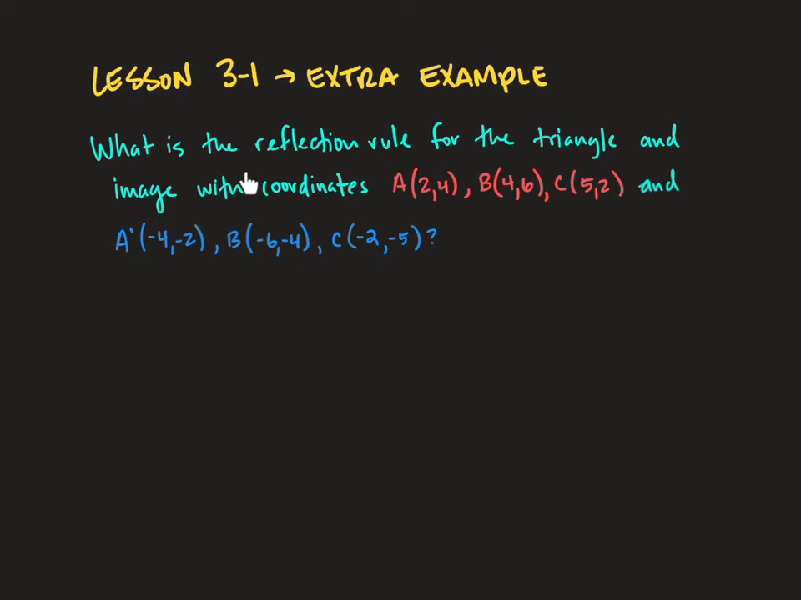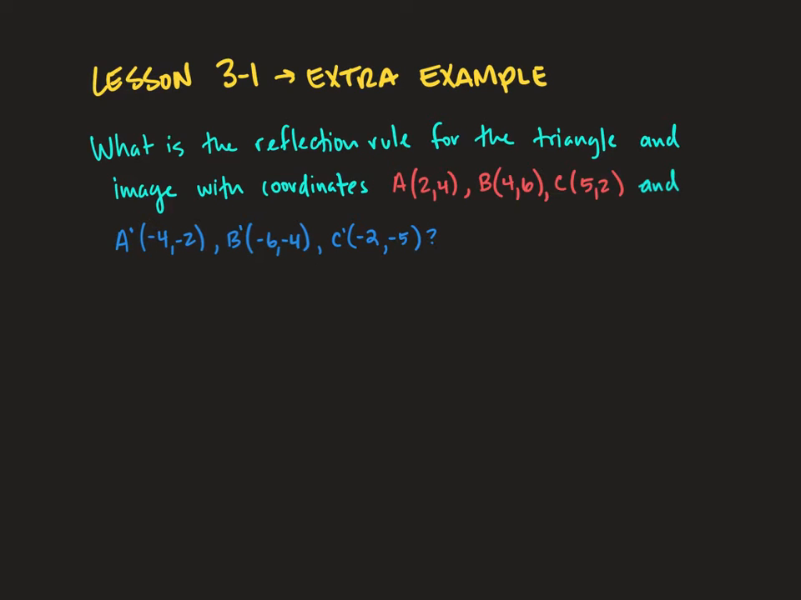Let's take another look at an example where we are finding the reflection rule for a shape that's getting reflected over an unknown line of reflection. So what we have here is a triangle with coordinates A, B, and C listed here, and its image, the resulting triangle after it got reflected, has coordinates A prime, B prime, and C prime here. I forgot the little prime marks there. So what would be this reflection's rule?